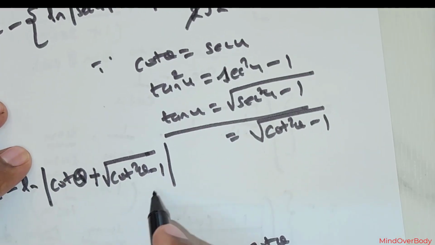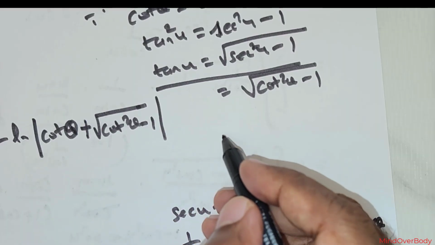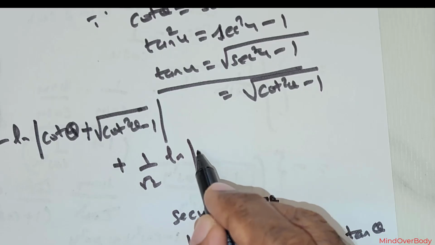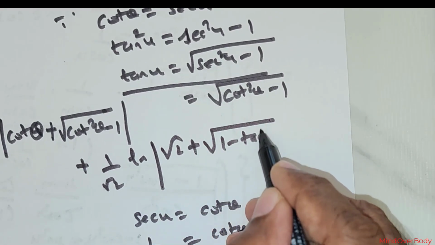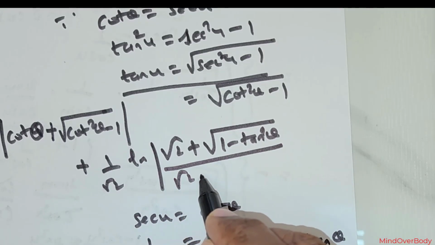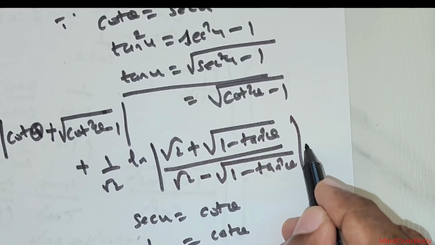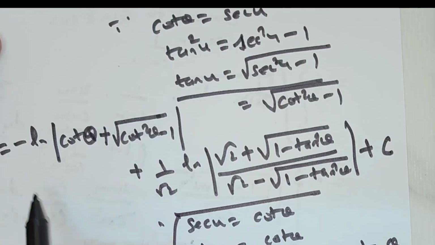So go back here. The negative will become positive. So I am following it up here: positive 1 over root 2 ln|(root 2 + root(1 - tan² θ))/(root 2 - root(1 - tan² θ))| + arbitrary constant c. So that is the solution for this question.